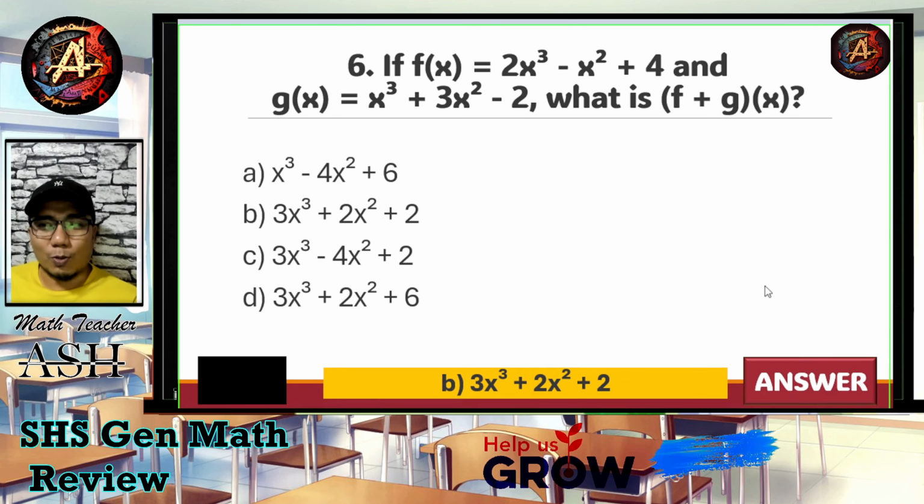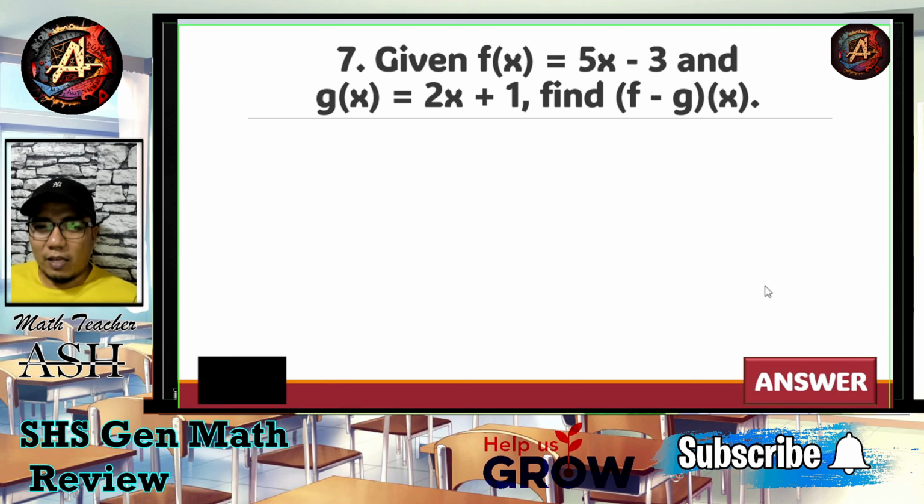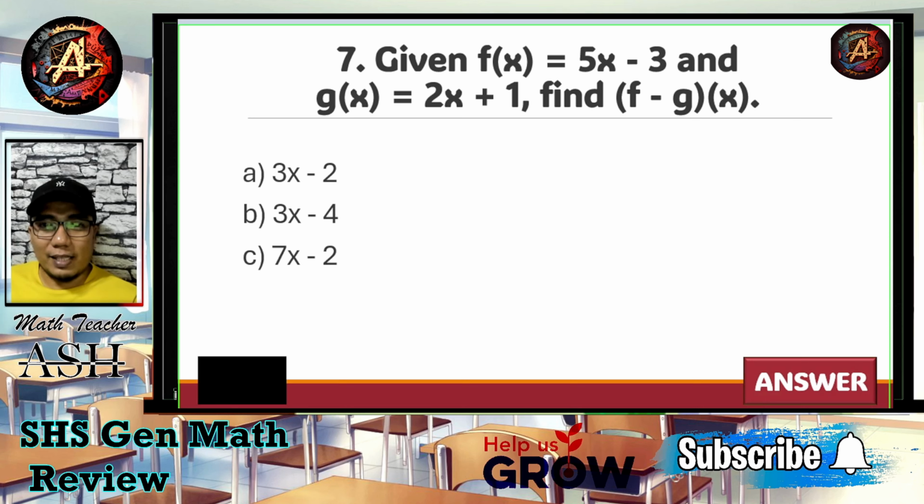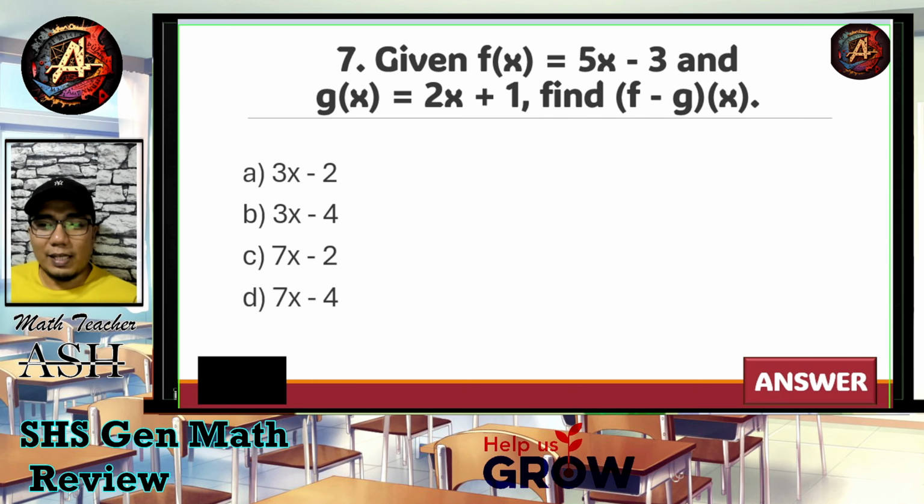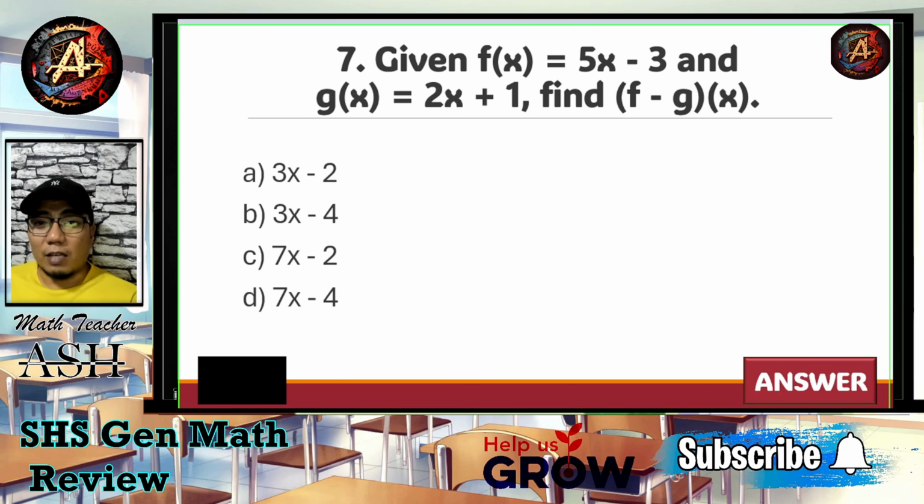So now let us go to question number 7. Given f of x is equal to 5x minus 3 and g of x is equal to 2x plus 1, find f minus g of x. Is it A, 3x minus 2, B, 3x minus 4, C, 7x minus 2, or D, 7x minus 4? I'll give you 5 seconds to think about your answer.